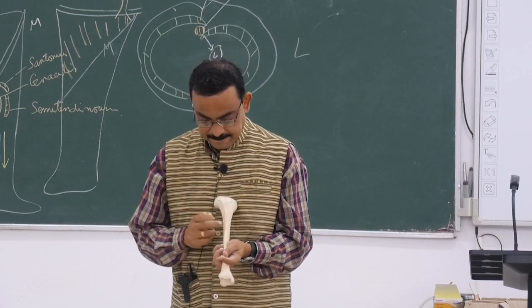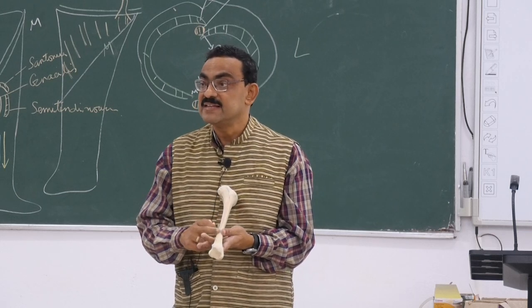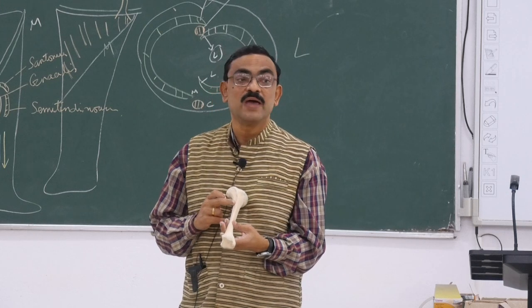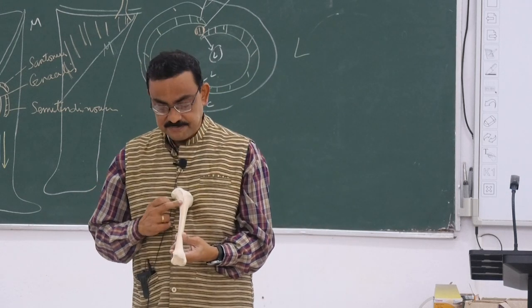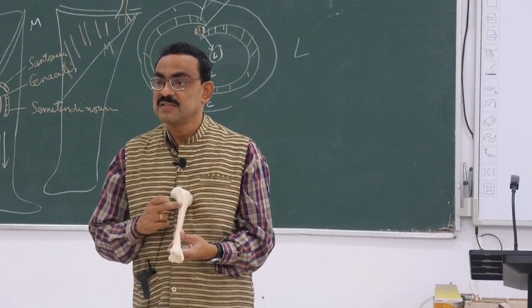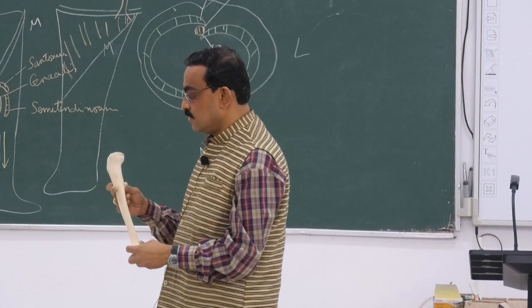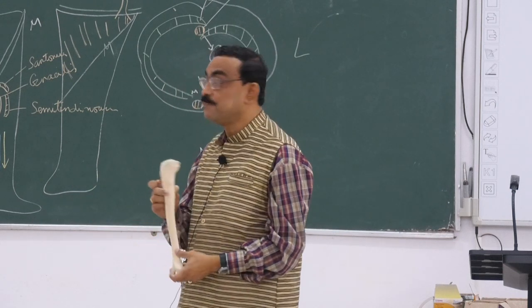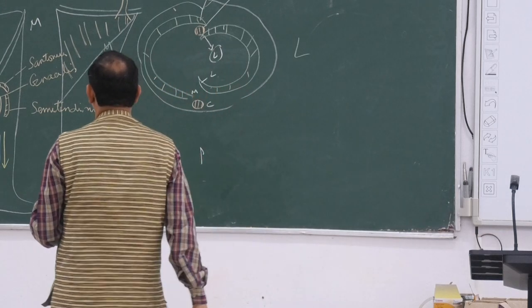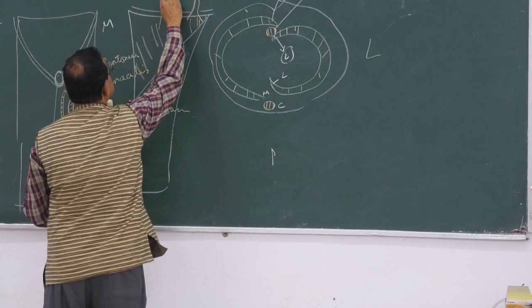This lateral surface is monopolized by this muscle. This lateral surface is for the attachment of the tibialis anterior. Okay. Now, about the posterior surface, we have already seen the attachment of the popliteus muscle.